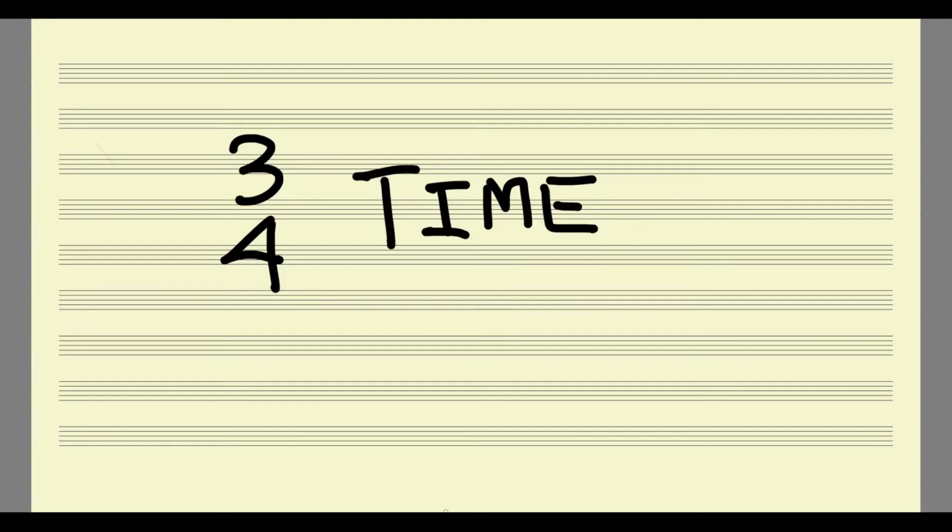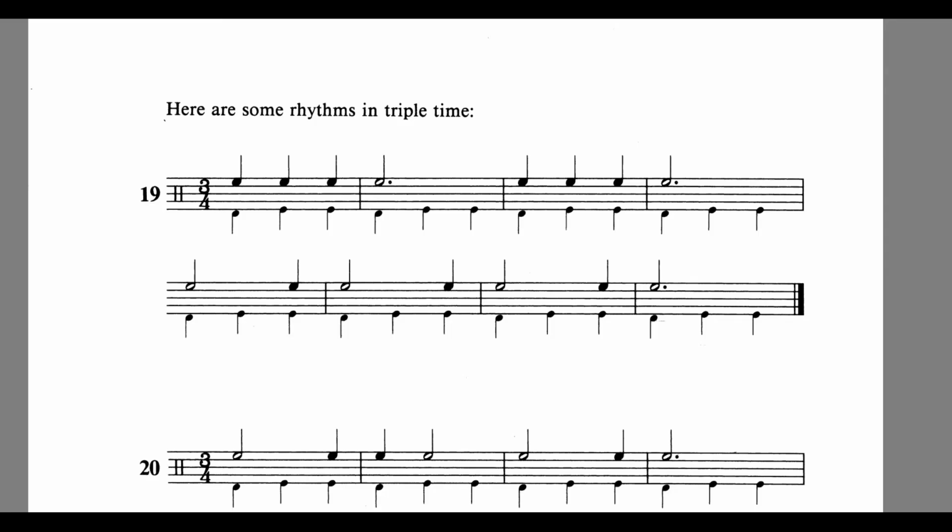Our next examples in basic rhythmic training are going to introduce 3/4 time. In our first unit in basic rhythmic training, we looked at 2/4 time, where we have 2 beats in every measure. Now in 3/4 time, it's going to be almost exactly the same, except we're going to have 3 beats in every measure. And let's just take a look as an example at example number 19.